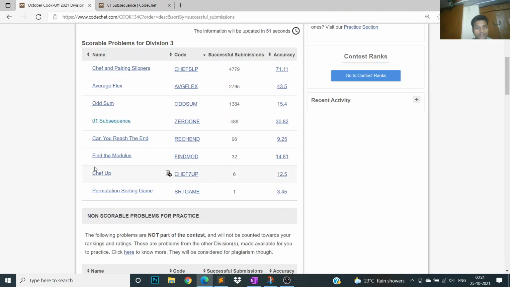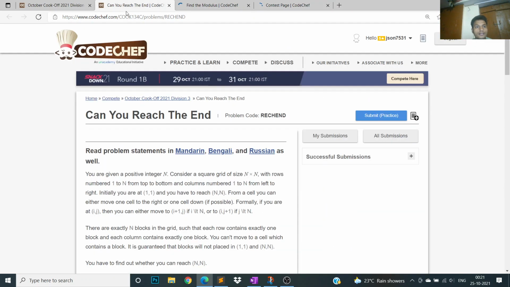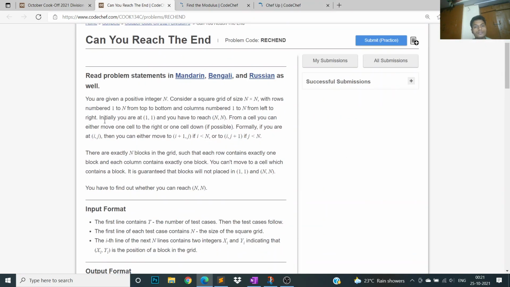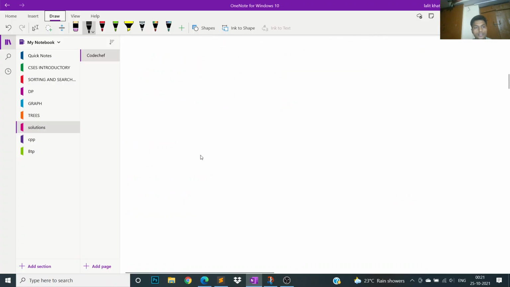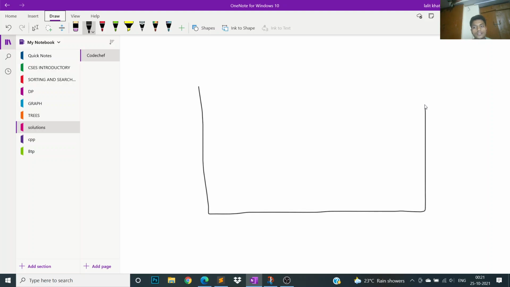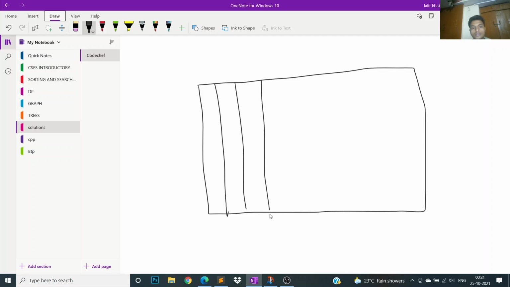Now we come to these problems. These are Div 1 problems and cool problems. Okay, so we are just given an n cross n grid. Now we have to say whether we can reach the end or not. If this is our grid, something like that, this is n cross n. It may not seem to be n cross n, but it is n cross n.